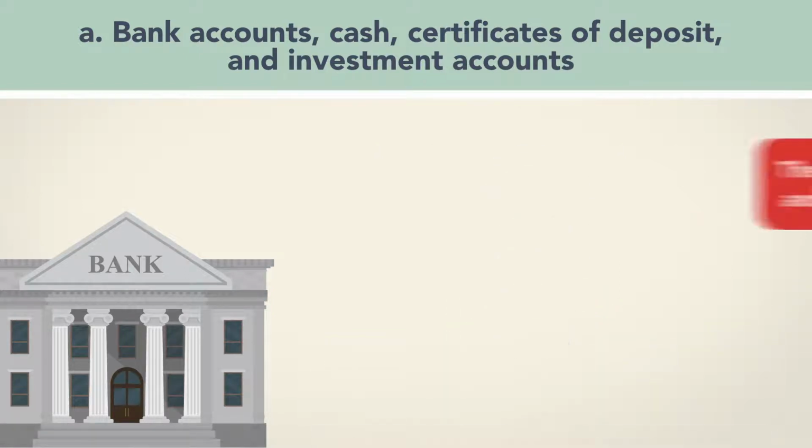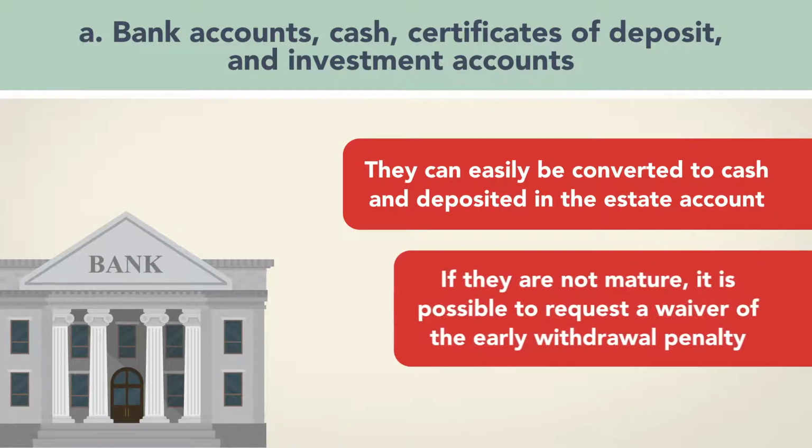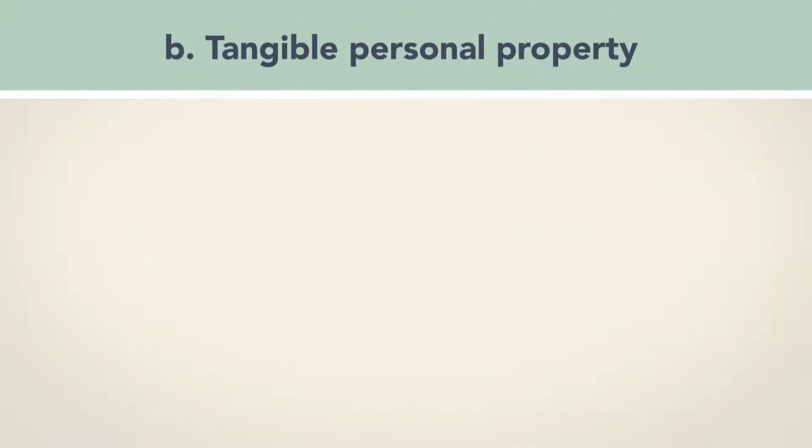Certificates of deposit may not yet be mature when someone dies. If they are mature, they can easily be converted to cash and deposited in the estate account. If they are not mature, it is possible to request a waiver of the early withdrawal penalty in order to convert them. B. Tangible personal property.